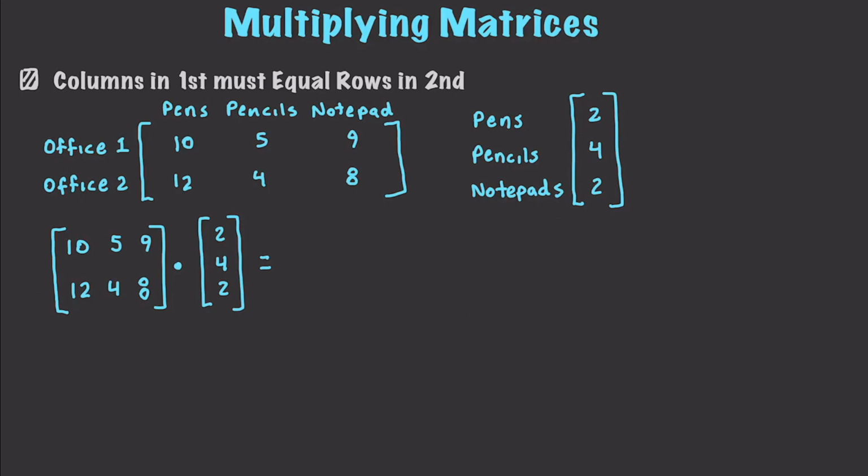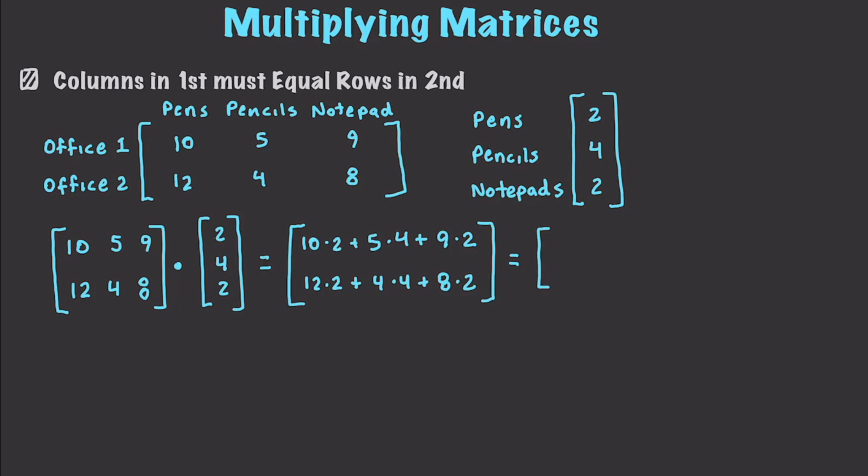And if I do that, we will get a new matrix just by going 10 times 2 plus 5 times 4 plus 9 times 2, and 12 times 2 plus 4 times 4 plus 8 times 2. And this is going to give us our total cost for both offices, which is going to be 58 and 56. So there you go. That is just one example of useful things you can do with matrices, and more specifically, multiplying matrices.